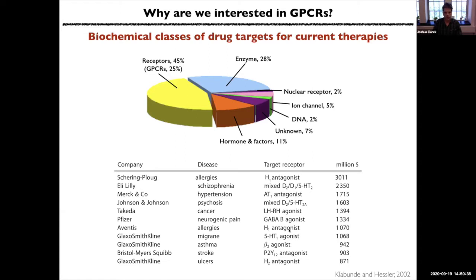And what the table below really highlights is that the drug targets are not restricted to a particular disease. You really see that they're ubiquitous. So we see autoimmune diseases, neurological diseases, cardiovascular diseases. So these proteins are really everywhere.